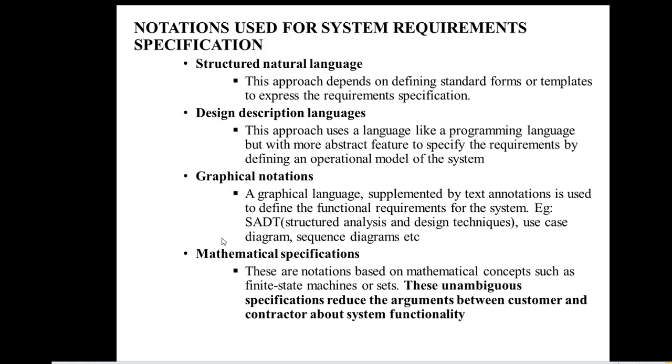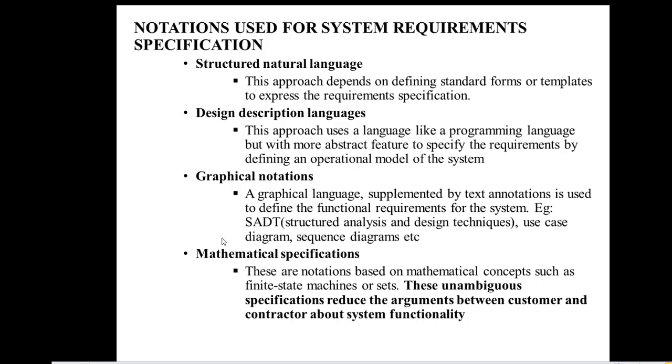Next is notation used for system requirement specification. We are using some notations to define the system requirement. First one is structured natural language. Second one is design description language. Third one is graphical notation. Fourth one is mathematical specification. So we'll see them one by one.